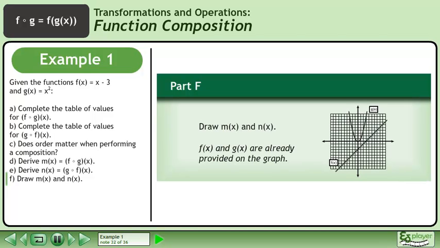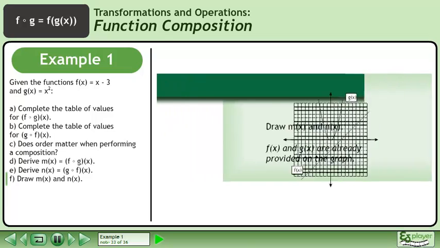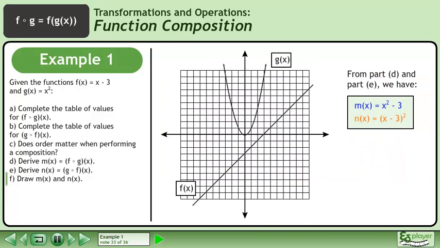In part F, we'll draw m of x and n of x. Note that f of x and g of x are already provided on the graph. From part D and part E, we have the composite functions m of x equals x squared minus 3 and n of x equals x minus 3 squared.